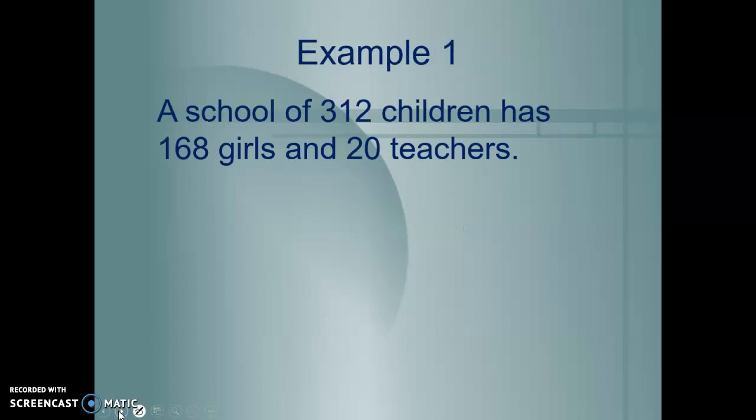Let's take a look at an example. A school of 312 children has 168 girls and 20 teachers. How would we write the ratio of girls to students?